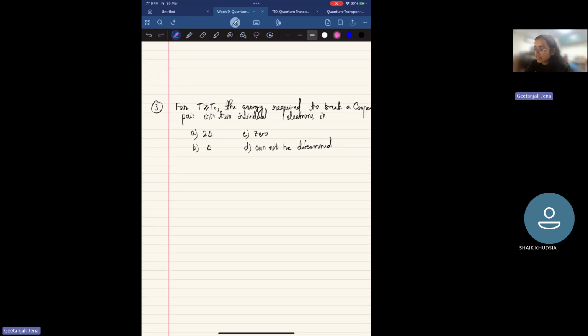Question number 3. For T greater than Tc, above the critical temperature, what is the energy required to break a copper pair into two individual electrons? Can you guess? Yes, option A is correct. It is 2 delta. So 2 delta is the binding energy for a copper pair. If you give an energy of 2 delta, then you will be able to break the copper pair.